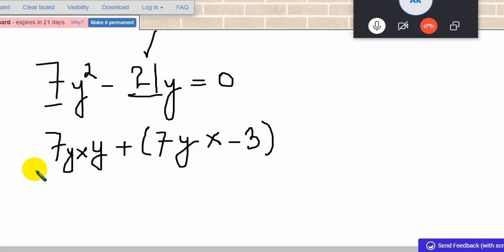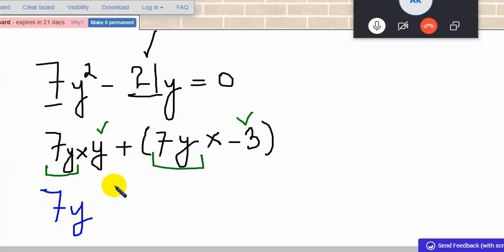So let me underline in green color what's common. See, in both the terms 7y is common. So what will be left? There will be just y and minus 3 left. So now let's factorize them. Let's take out 7y as our common multiple. Then in the first term there is y left, in the second term there is negative 3 left.